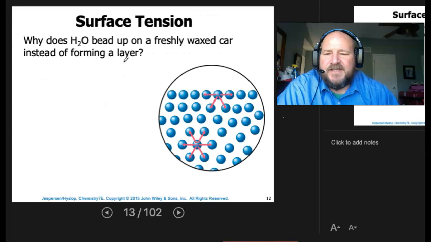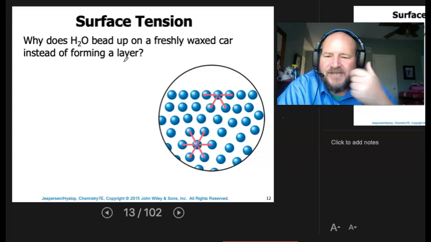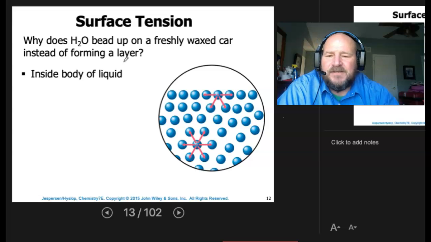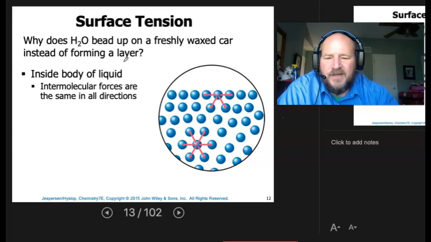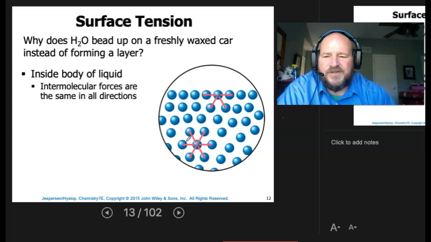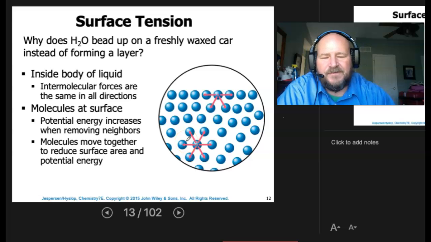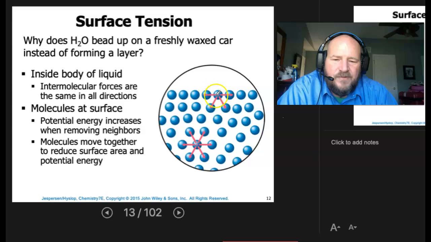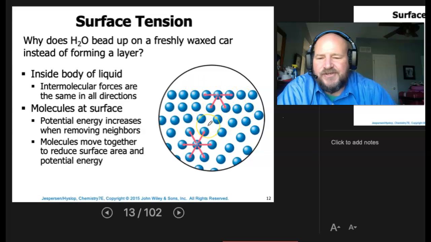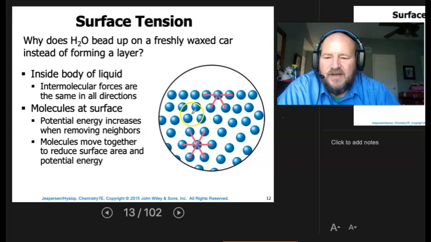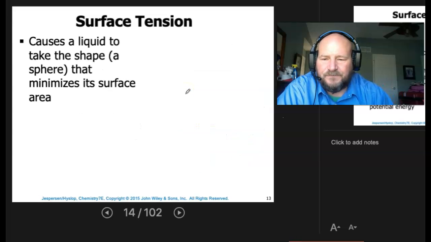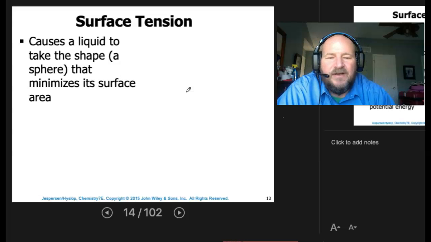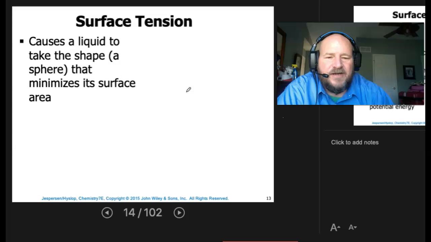The next topic we look at is surface tension. Why does water bead up on a freshly waxed car instead of forming a layer? So inside the body of a liquid, the intermolecular forces are the same in all directions, right? So if you think about a water molecule and how it interacts with all the water molecules around it, all those forces are going to balance out. Now, for molecules at the surface, potential energy increases when removing neighbors. So trying to move these guys in and out, we're going to see some energy change. Molecules move together to reduce the surface area and potential energy.